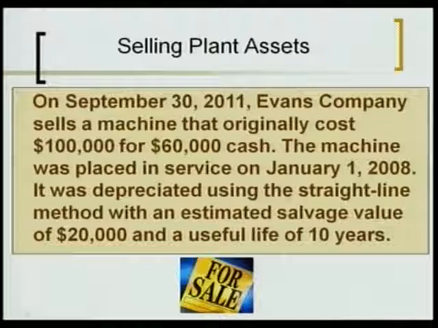On September 30, 2011, Evans Company sells a machine that originally cost $100,000 and they sold it for $60,000 cash. The machine was placed in service on January 1 of 2008. It was depreciated using the straight line method, okay? And it had an estimated salvage value of $20,000 and a useful life of 10 years. Okay? All right, so I'm going to kind of work through this on the Elmo. All right?